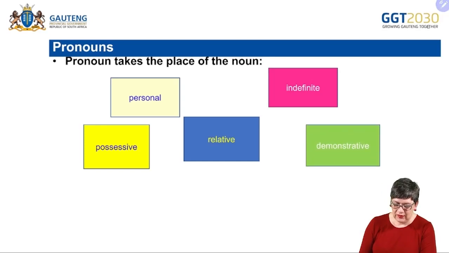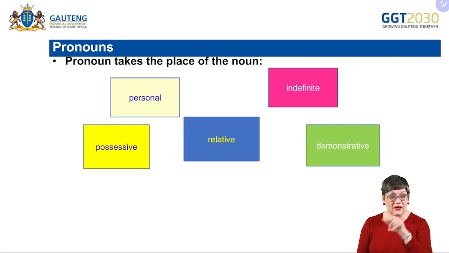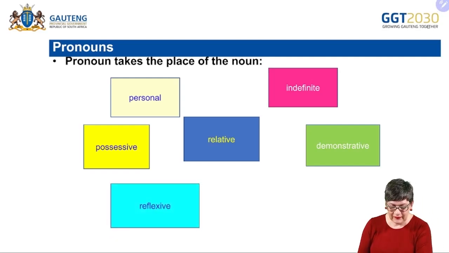That's a relative one. The next one is your demonstrative one. Now we're referring to something very specific, and we'll use words like this, that, these, those. It's almost like to demonstrate: this, that, these, those. You'll have to remember it like that.